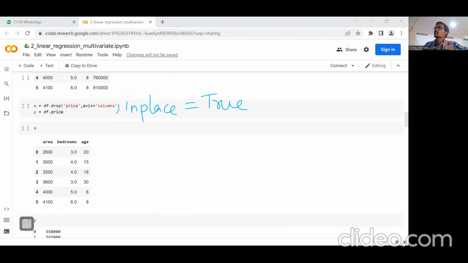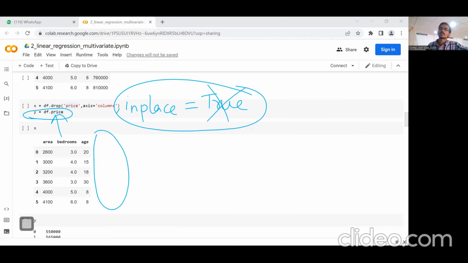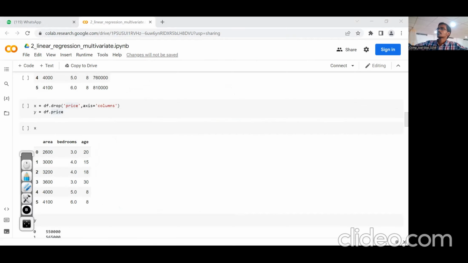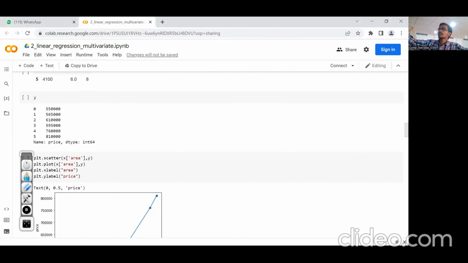However, if we don't want to update the original data frame, as in this case, then we will not write inplace is equal to true. That means by default inplace is equal to false, which we are not mentioning. And then y is equal to a single column, that is the price column that we are storing. So now X consists of all the features and Y consists of only the price label column. So you can print X and Y.